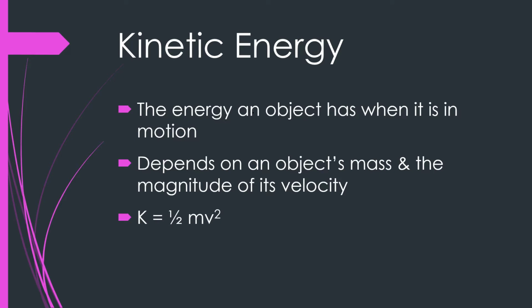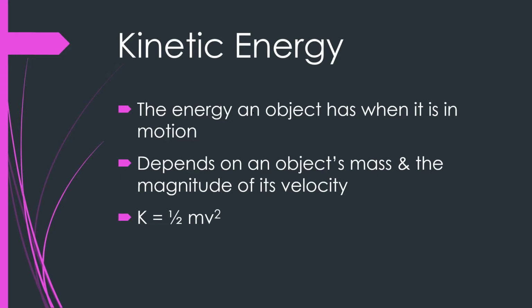Here's our equation for kinetic energy. We'll use a capital K to signify kinetic energy, and it's equal to 1/2 times the mass of our object times the magnitude of its velocity squared. I say magnitude because it really doesn't matter if we plug in a positive or negative number since we're squaring the velocity.